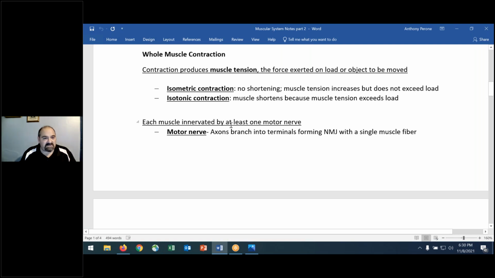You'll see here each muscle is innervated by at least one motor nerve, right? And that's important also to see. If you look online in the videos and such, you'll see that the neuromuscular junction is really the interaction, that chemical synapse between all of the muscle fibers, aka the muscle cells, with branches from the axon. So the axon is the extension of that motor nerve.